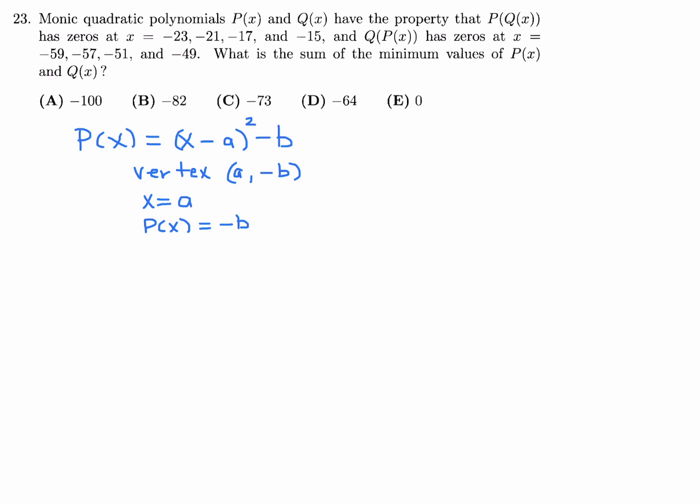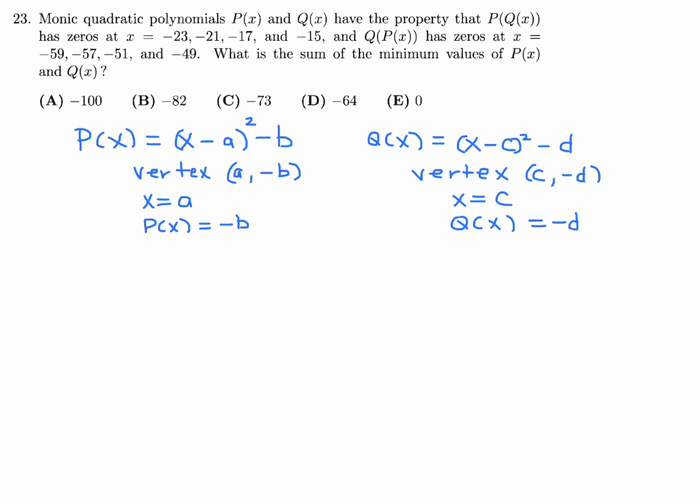So in a very similar way, we will let q(x) be a polynomial in a similar form. So we'll let it be (x - c) squared minus d. And the vertex here, of course, is (c, -d). And what that means is that when x equals c, q(x) is equal to minus d. And that is the minimum, because these are parabolas that point upward like this, and the minimum value will be right there.